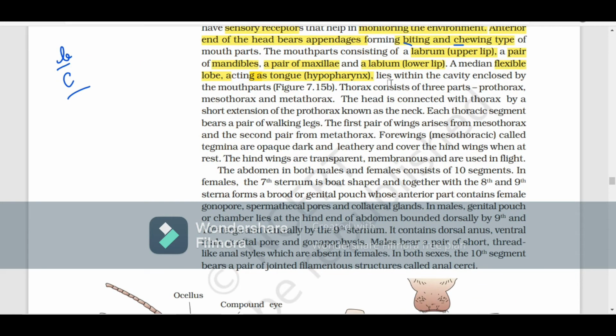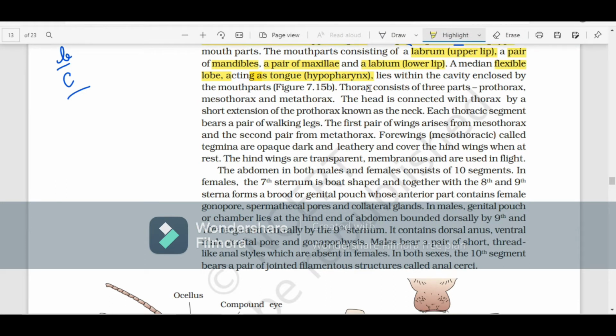So we completed the head. Basically, the body had three parts: head, thorax, and abdomen. The head was a fusion of six segments, and now we go to the thorax, which has three parts: prothorax, mesothorax, and metathorax. The head is connected with the thorax by a short extension of the prothorax known as the neck. This neck showed great mobility, which gave the cockroach great mobility in all directions.